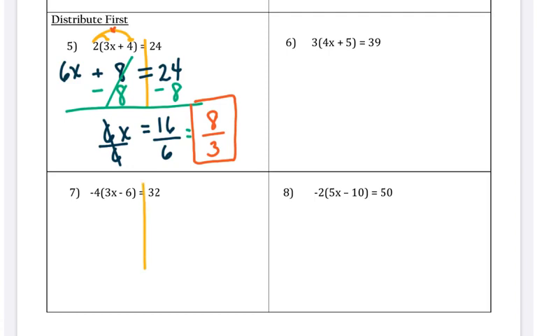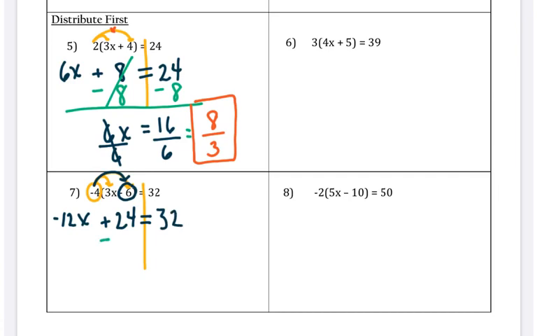When you're ready, let's take a look at number 7. So on number 7, again, we have a number to distribute. This time it's a negative 4 is the number in front of parentheses. So I multiply. Negative 4 times 3 is the number negative 12 with an x. Be careful, negative 4 times negative 6. A negative times a negative is a positive. 4 times 6 is 24. Equals 32.